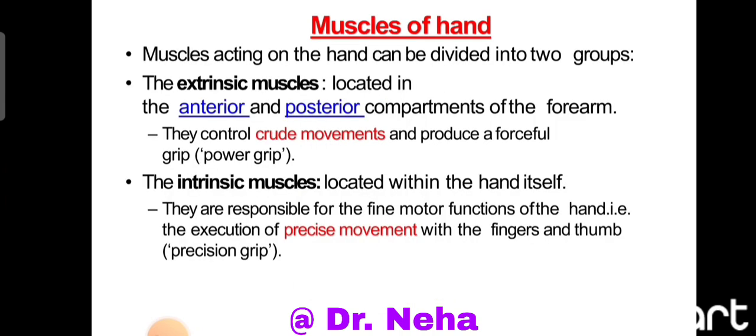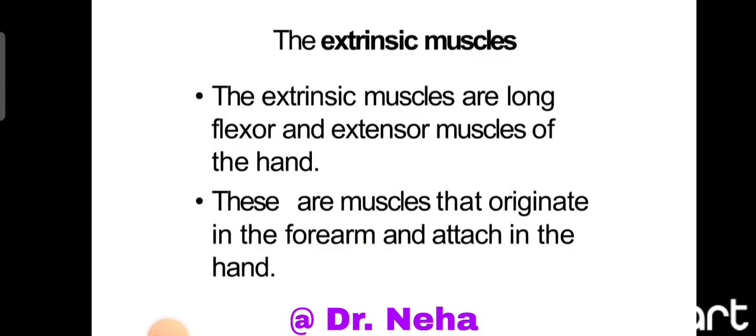Then the muscles of hand are categorized into 2 types. First is the extrinsic muscles. They are located in the anterior and the posterior compartments of forearm and they are controlling the crude movements of the hand, that is the power grip. Then intrinsic muscles are located within the hand itself and they are responsible for the precise movement of the fingers and the thumb. These extrinsic muscles are the long flexor and extensor muscles of the hand and they are taking origin from the forearm.